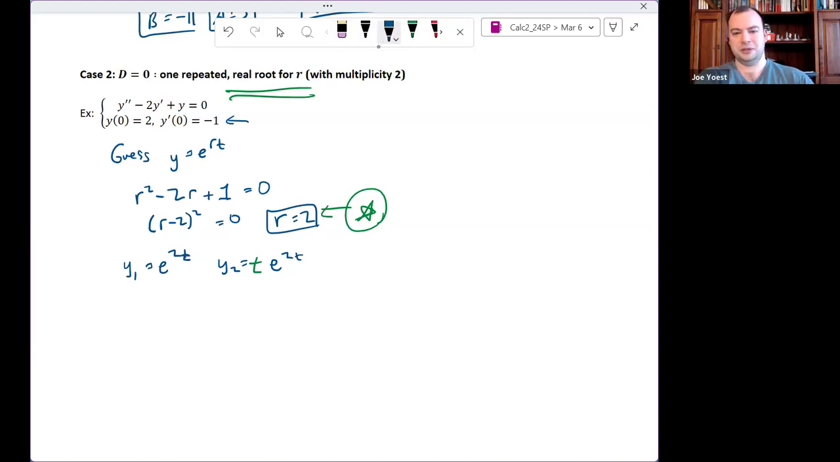But in this case, where we have a repeated real root, our first fundamental solution is the one that we would expect to get. And our second one is that same solution, just with a t in front. These are not like terms. I can't combine 3e^(2t) plus 5te^(2t). Those don't combine as a single term. These are unlike terms.